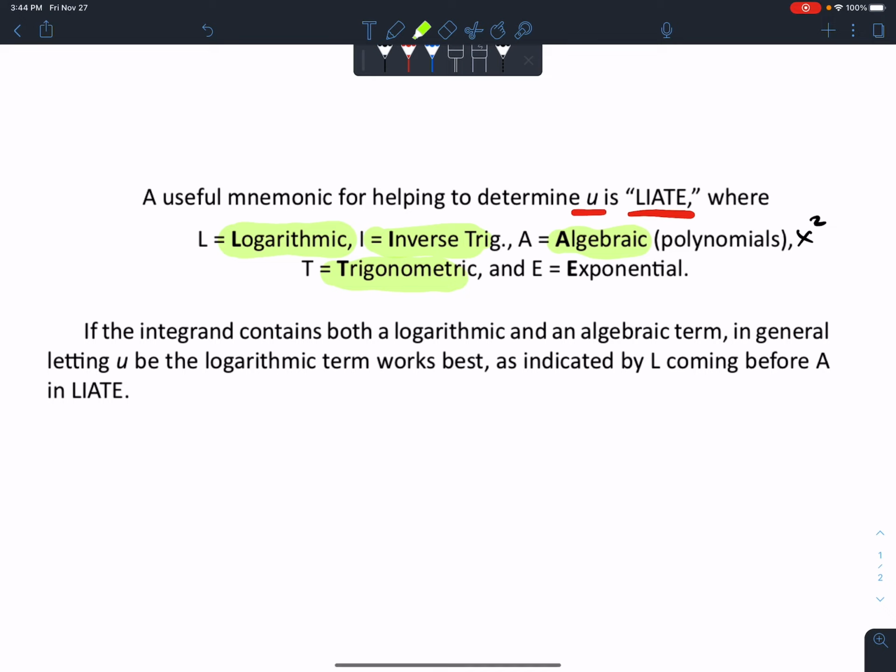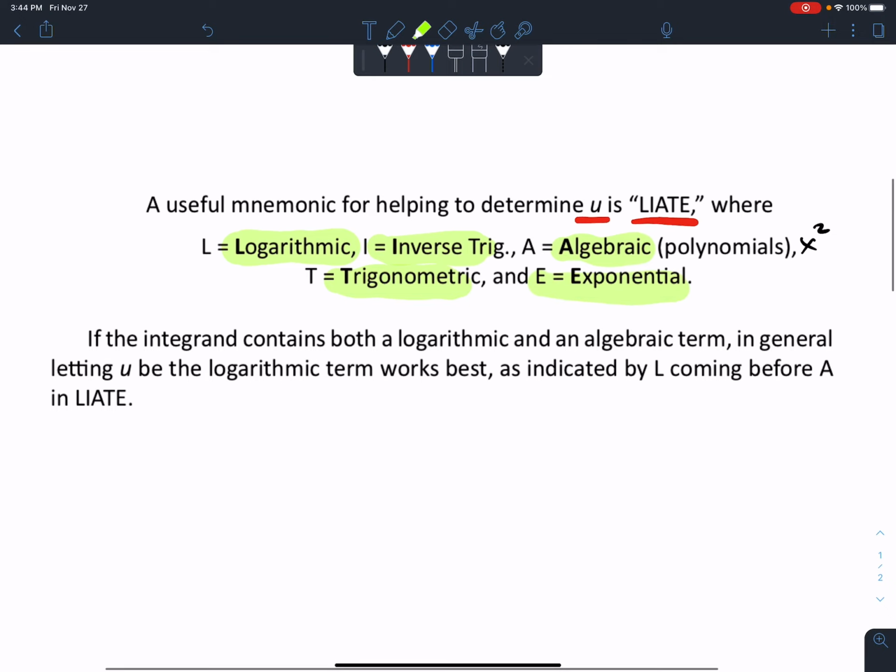T for trig, and E for exponential. So if the integrand contains both a logarithmic and an algebraic, what do I know? The L for logarithmic comes before the A of algebraic. So I'm going to let u be the logarithmic term, because we go by the order LIATE. The mnemonic LIATE gives me an idea of what might be a good u.